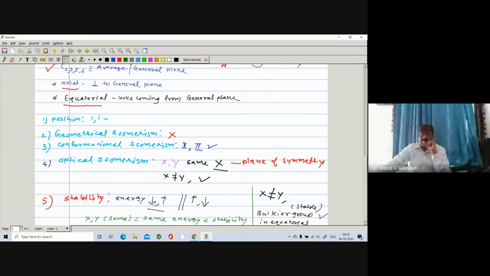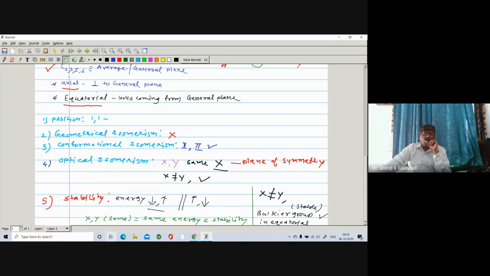About the stability, the more the energy, the less the stability, and the less the energy, the more the stability. If both groups x and y are the same, one is axial and the other is equatorial in both structure number 1 and structure number 2. So they have the same energy, meaning the same stability. But if the groups are different and the bulkier group is in the equatorial position, there is no interaction with the other group's atoms. So it has less energy, meaning more stability.